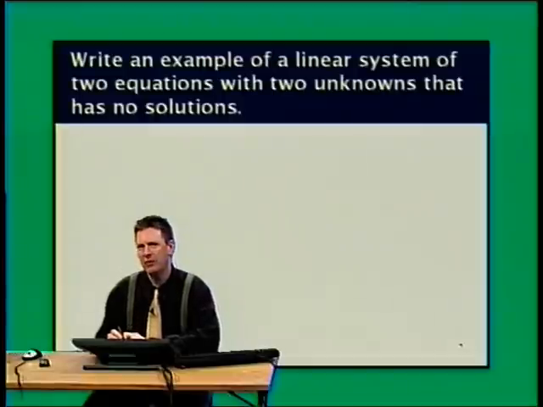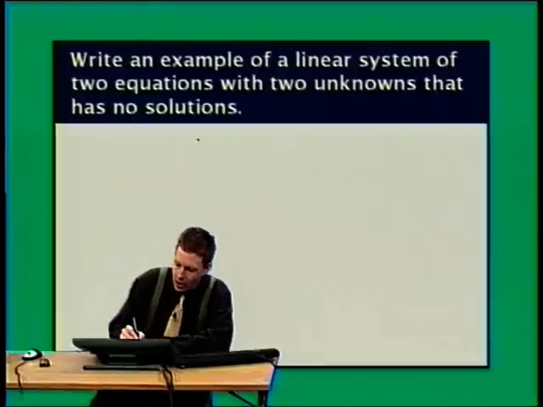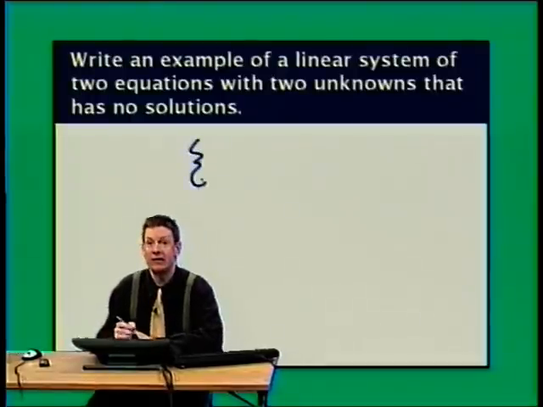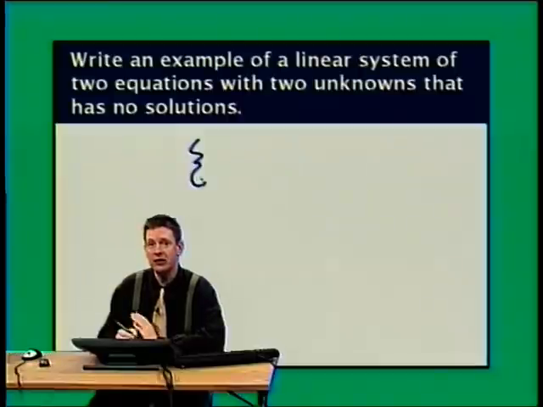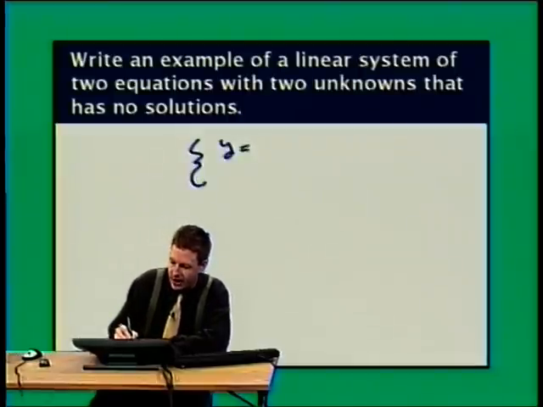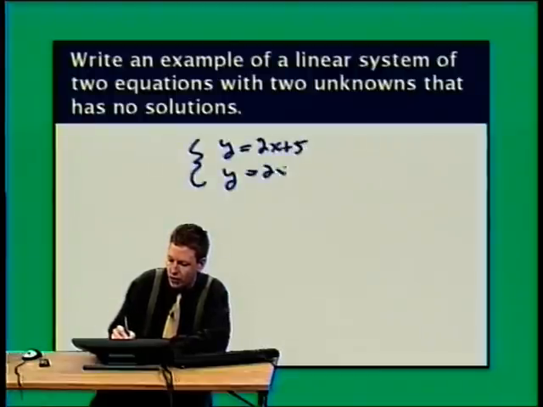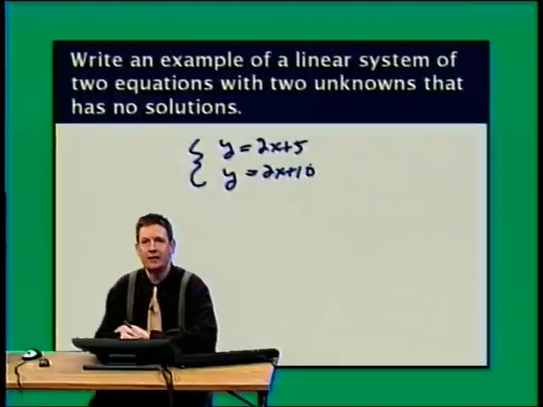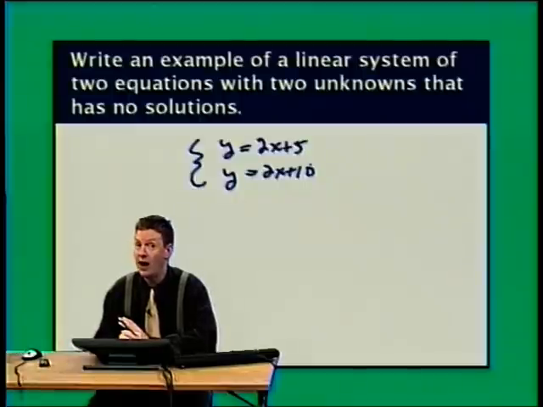Well, there's a couple ways we could think about this. What happens graphically when the system has no solutions? The two equations graph to parallel lines. So one easy way to come up with a system that has no solution is to just write down the equations for two parallel lines. For example, y equals 2x plus 5 and y equals 2x plus 10. The two lines have the same slope but different y-intercepts, so they must be parallel.